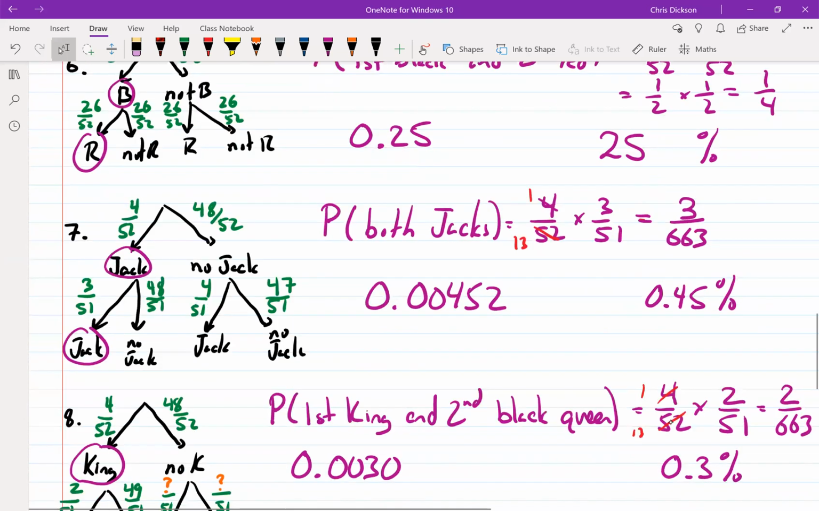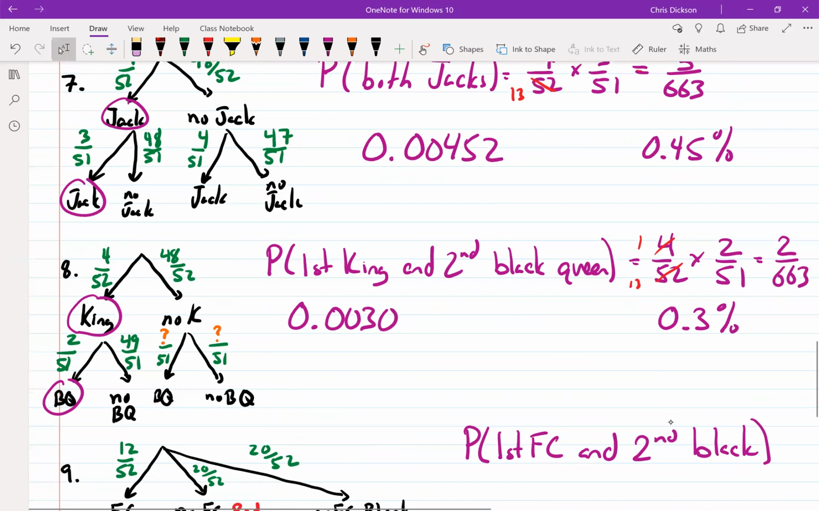And question number 8, we're looking at the first card being a king, so 4 kings, so divide by 52, and then we're looking for 2 cards that are black queens. So the black queens are the clubs and the spades here. So queen of spades, queen of clubs are considered to be black cards. So there'd be 2 of those divided by 51 because you're not replacing.